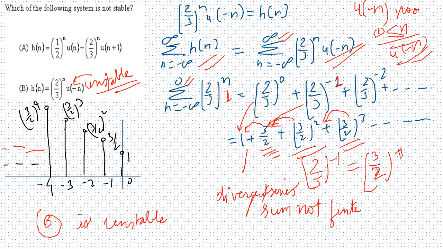So this is how you have to proceed with problems related to the stability of a system where the impulse response is given, and this will be helpful for you for other questions also, where you can see graphically whether the system is stable or not.